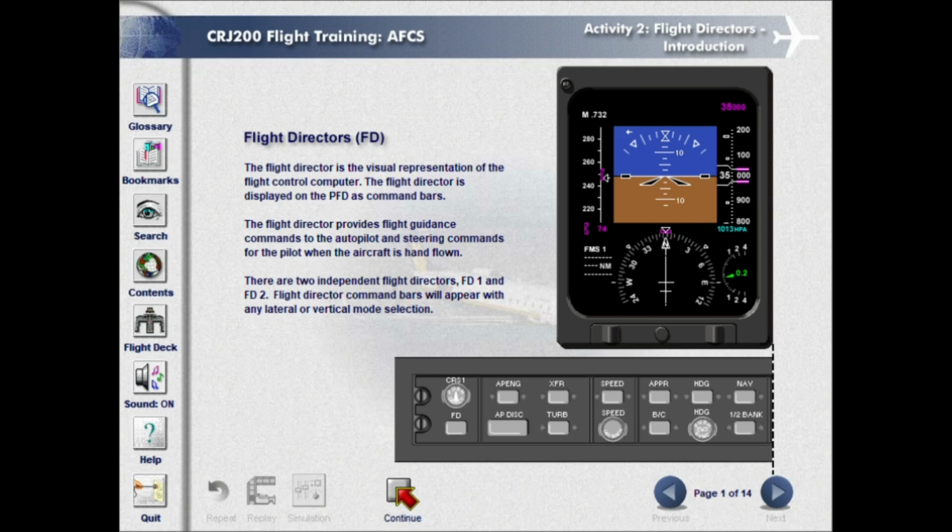Flight directors. The flight director is the visual representation of the flight control computer. The flight director is displayed on the PFD as command bars. The flight director provides flight guidance commands to the autopilot and steering commands for the pilot when the aircraft is hand-flown. There are two independent flight directors, Flight Director 1 and Flight Director 2. Flight director command bars will appear with any lateral or vertical mode selection.